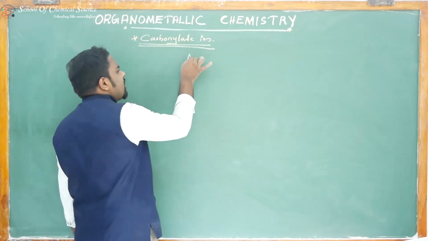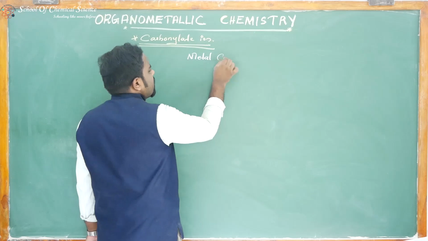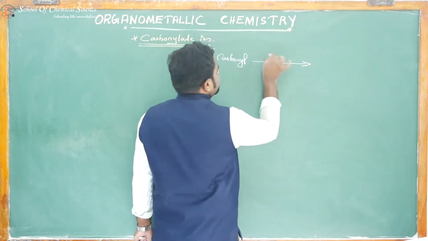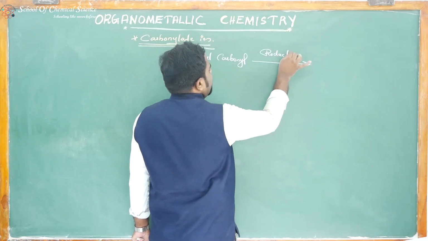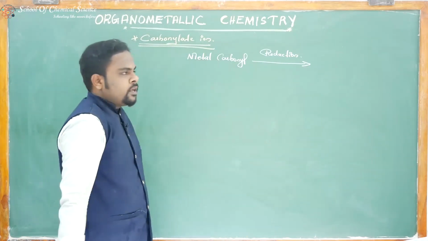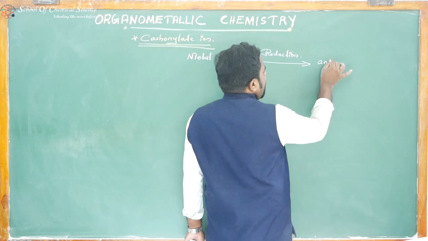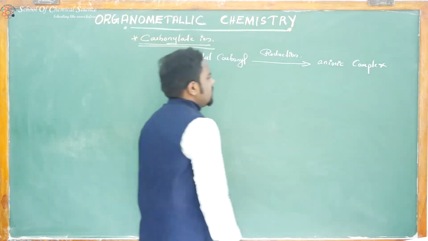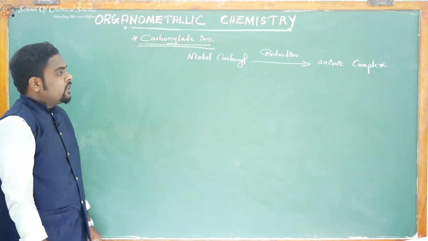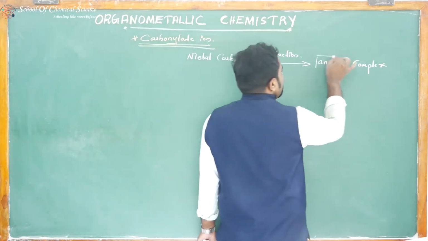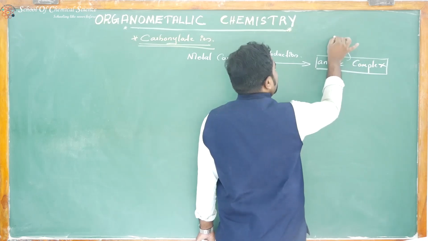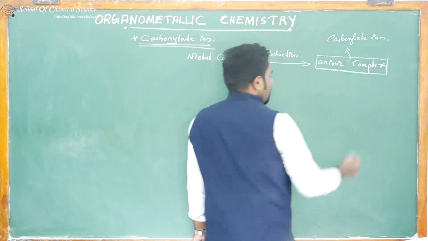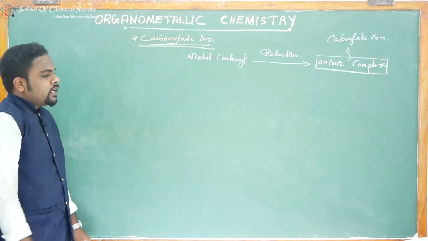For example, a metal carbonyl on reduction. Metal carbonyl on reduction, you will get an anionic complex. Anionic complex means a negatively charged complex. This anionic complex is called carbonylate ion. This negatively charged complex is called carbonylate ion.